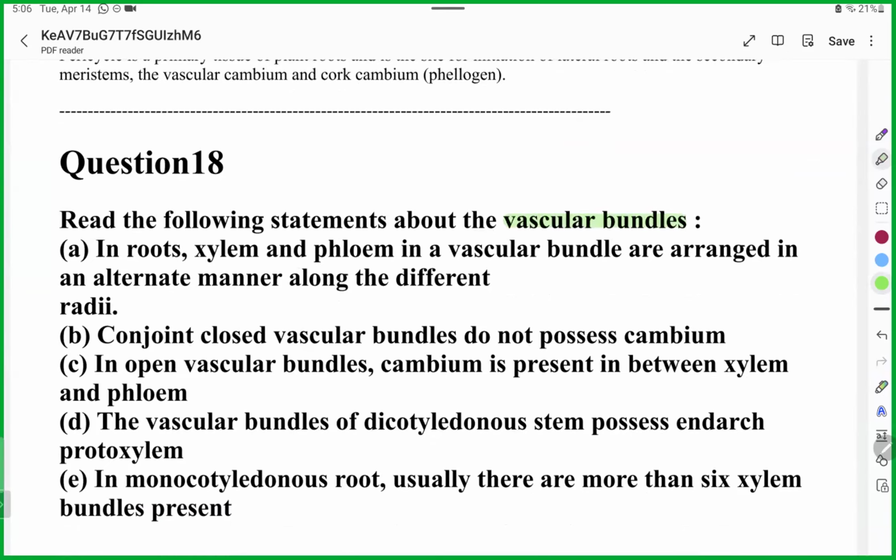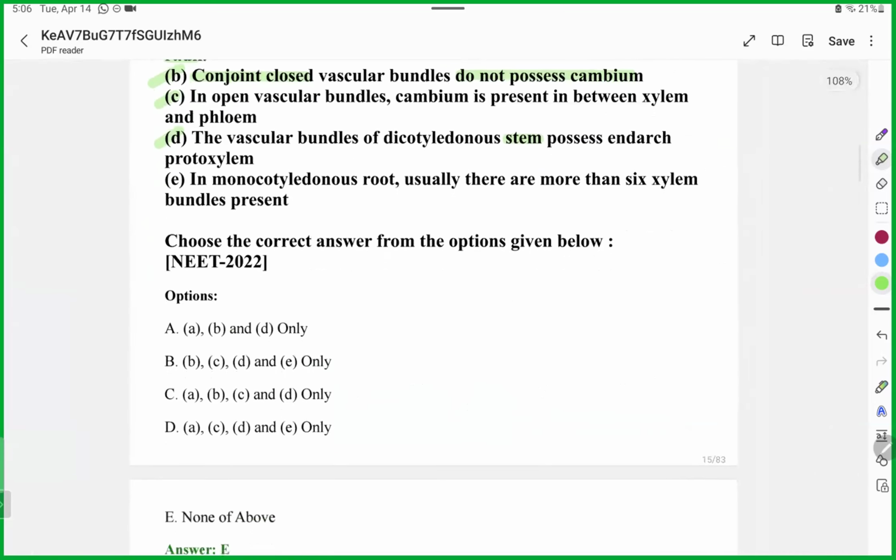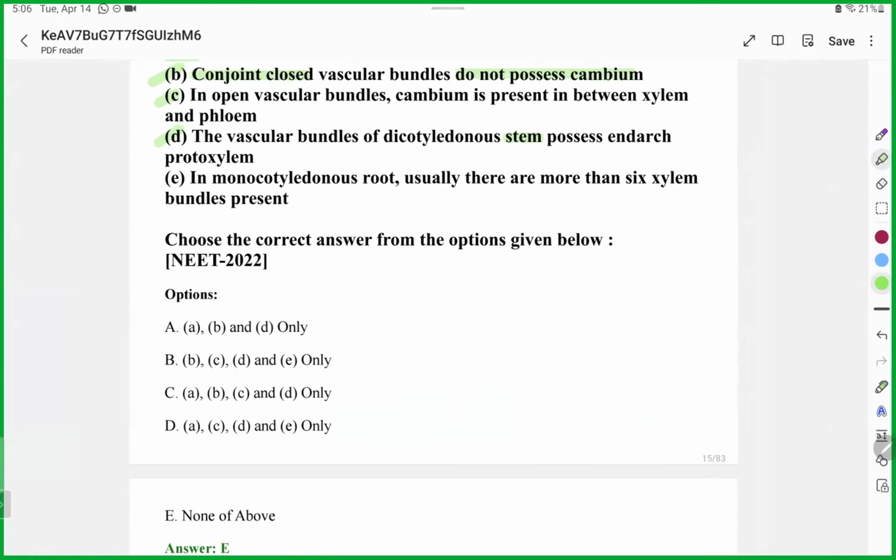Next, Sarah. In case of root, xylem and phloem are on different radii of the vascular bundle, alternate. Correct. Last topic. Conjoint and closed. Closed is present in monocot. Correct. And they do not have cambium. Monocot do not have cambium. Open have cambium. Dicot stem. Stem have endarch. Monocot root have more than 6 xylem bundles. All are correct.